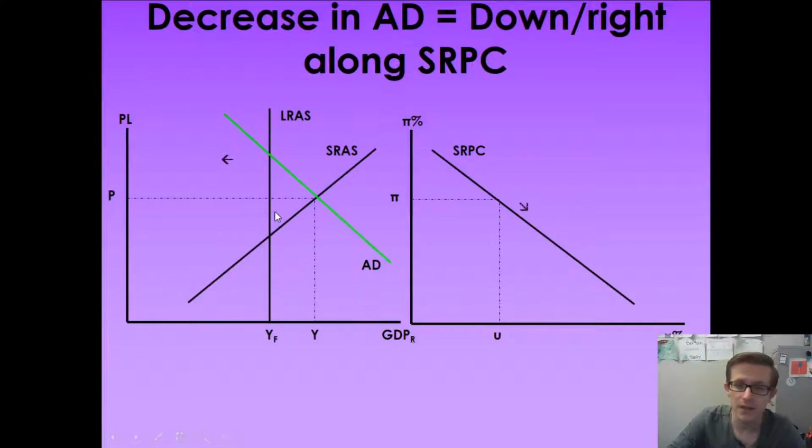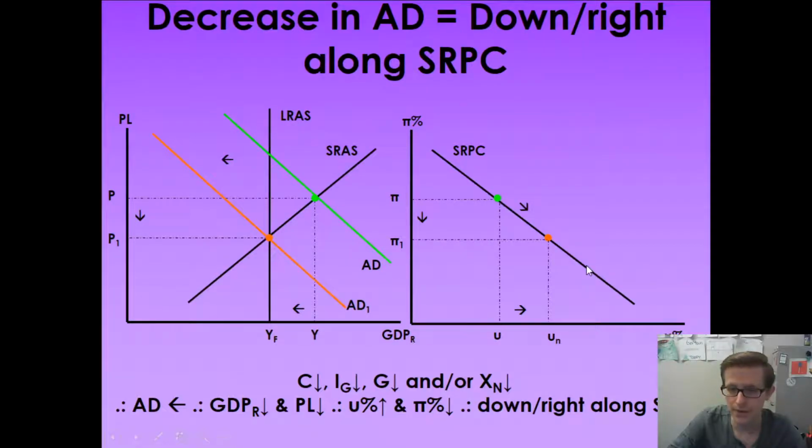Now, a decrease in aggregate demand here will end up being the exact opposite. So again, we're going from yellow to red. And as we have our decrease in aggregate demand, this could be a contractionary monetary policy or a contractionary fiscal policy. Monetary is a more realistic one.